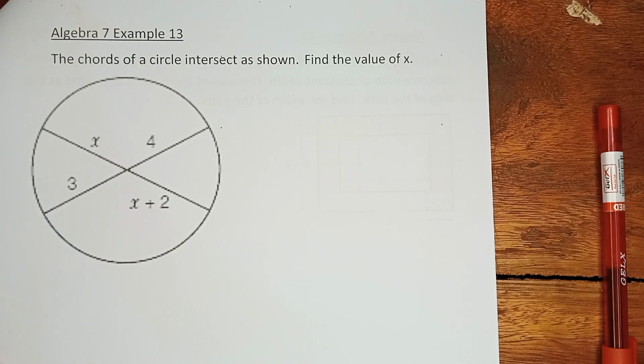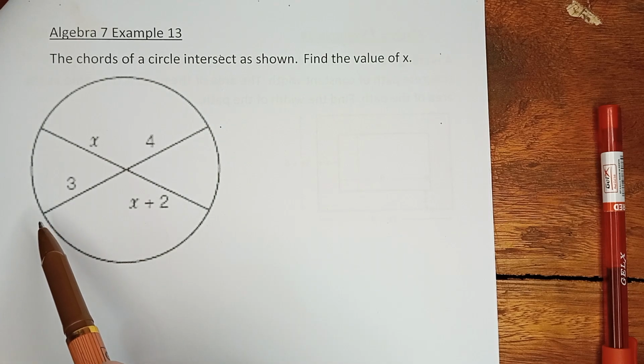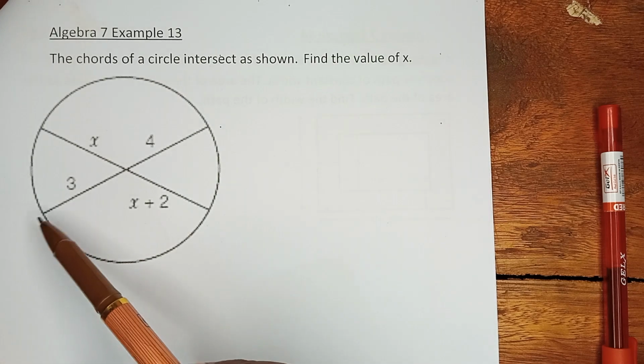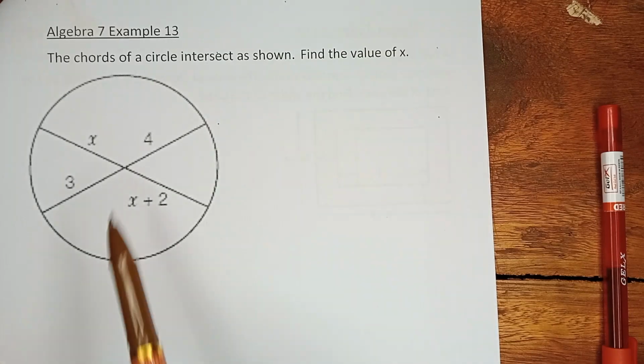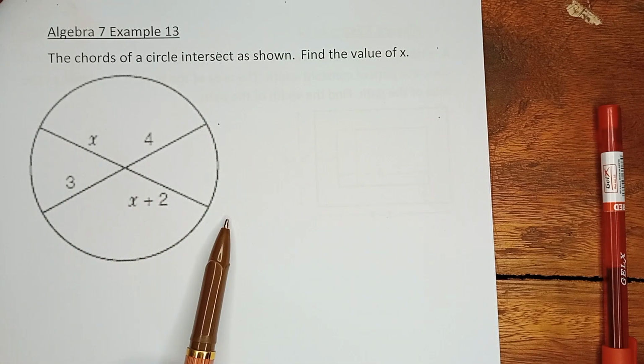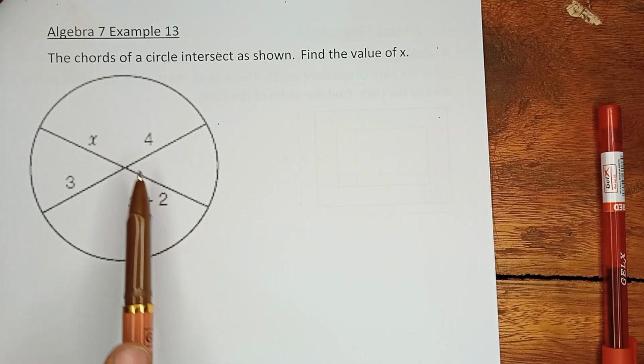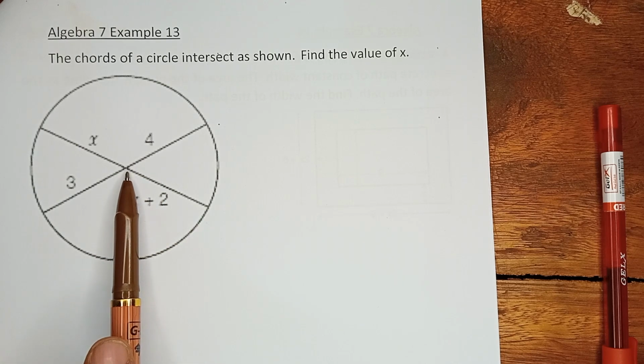Before we do anything, it is important to recap the properties that guide the intersection of chords in a circle. This is a chord, as the question tells us, and this is another chord. And those two chords are intersecting within the circle.